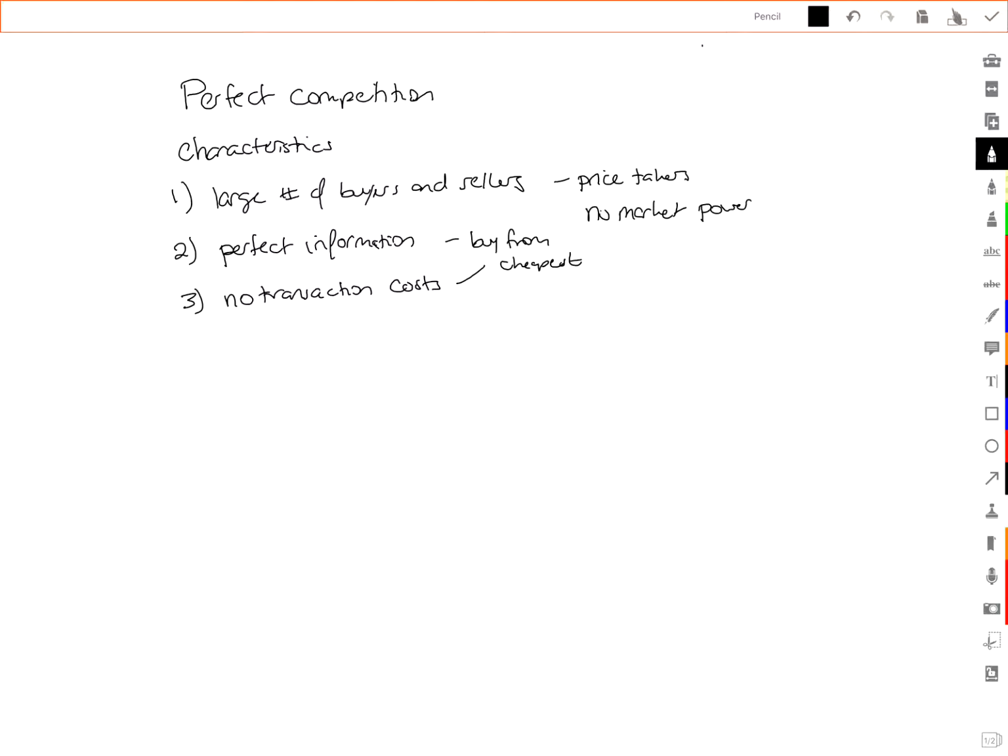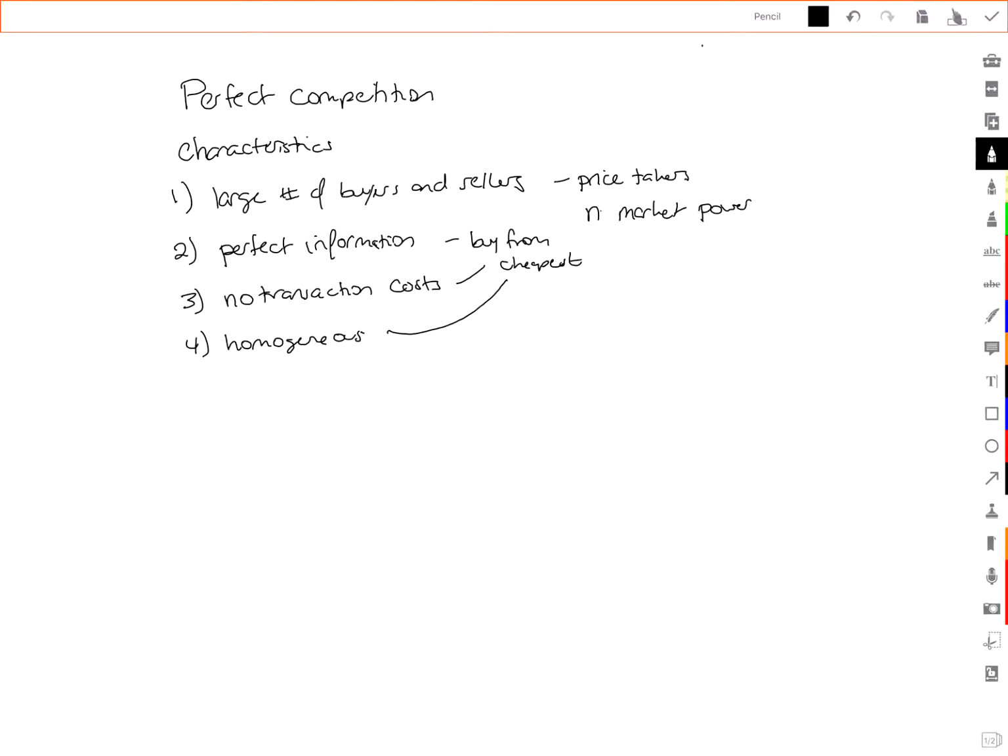If you're really going to buy from whomever is cheapest, there can't be any additional hurdles to buy from one company versus the other, such as memberships, or having to travel an additional distance to get to one company. If you're going to buy solely based on price, then there has to be no additional costs for one company versus the other. We also need the goods to be homogeneous. In this case, they are the same. So it's the exact same product at the two different companies, so you're just going to buy from whomever is the cheapest.